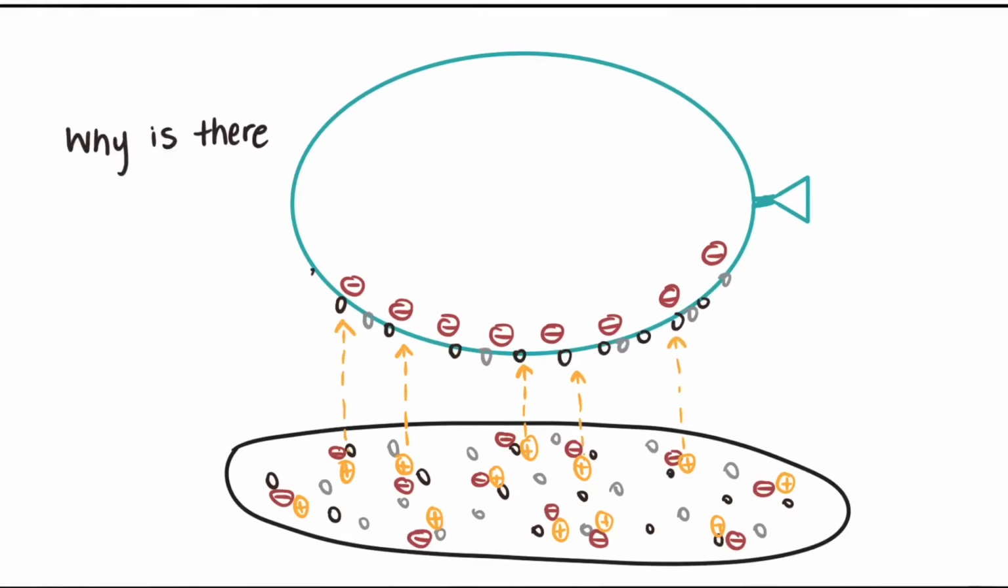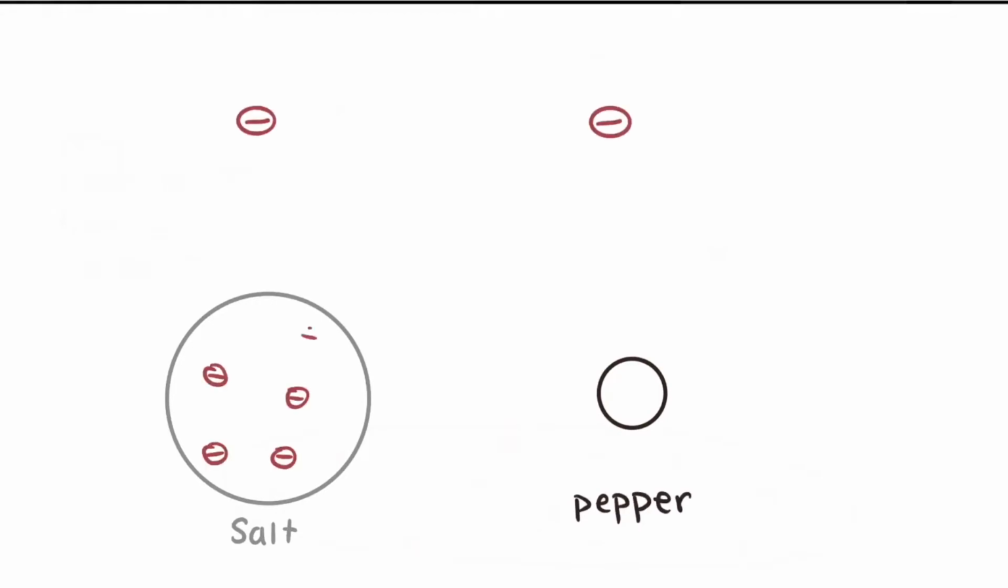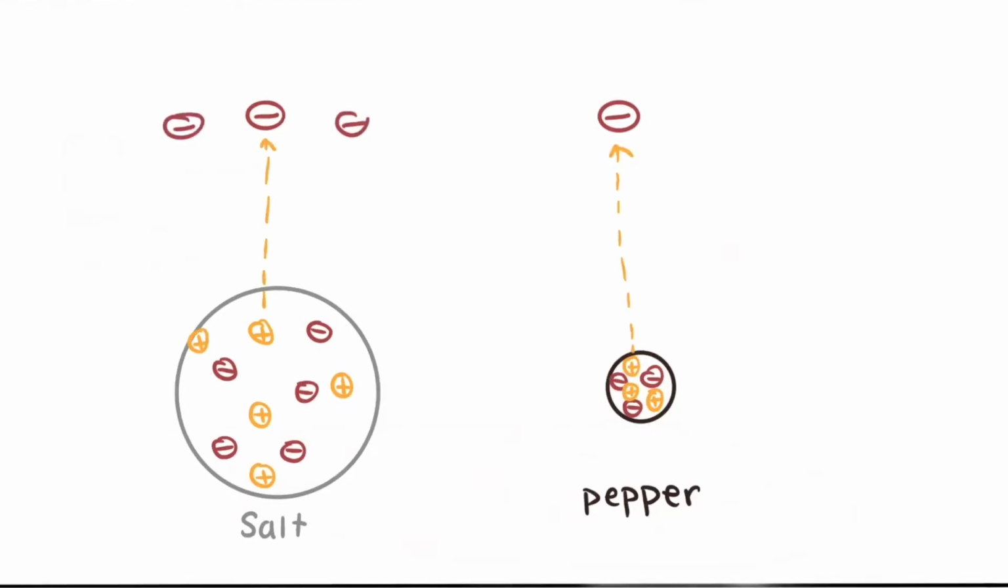Now, a question we can ask is, why is there more pepper than salt on the balloon? And the answer is simple. It's because the pepper is lighter. Now, if we imagine this is our piece of salt and this is our piece of pepper, both have protons and electrons. However, the salt has more simply because it's bigger. So you can see that picking up pepper is easier than picking up salt, just like how picking up a small object with a magnet is easier than a larger object.